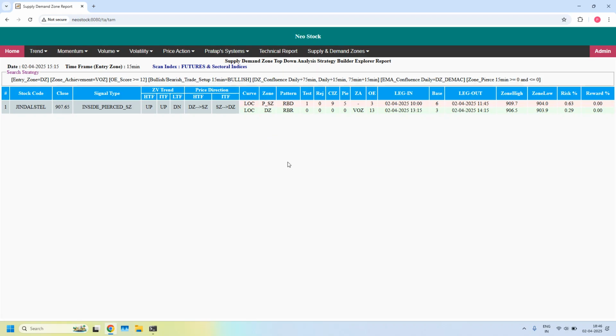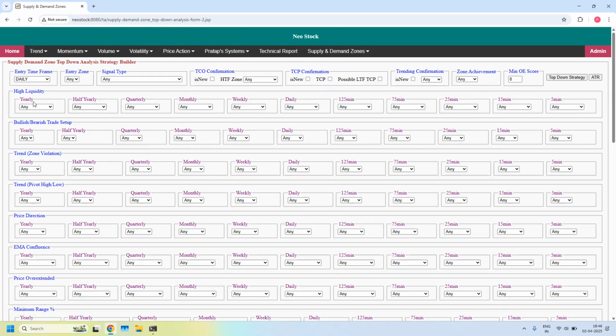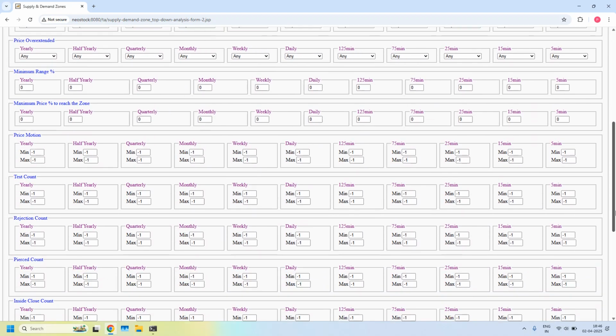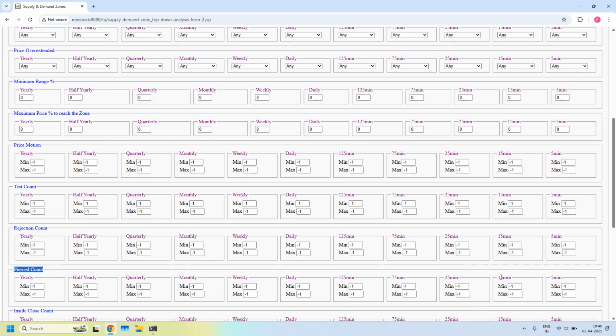Next, bearish trade setup for daily income trade. Entry time frame is 15 minutes. Entry zone is supply zone. Bullish or bearish trade setup at 15 minutes, I am selecting bearish. And zone achievement violated opposing zone. Minimum odd enhancer score 12. And 15 minute supply zone should not be pierced. So in the pierced count at 15 minutes time frame, selecting minimum value 0, maximum value 0.